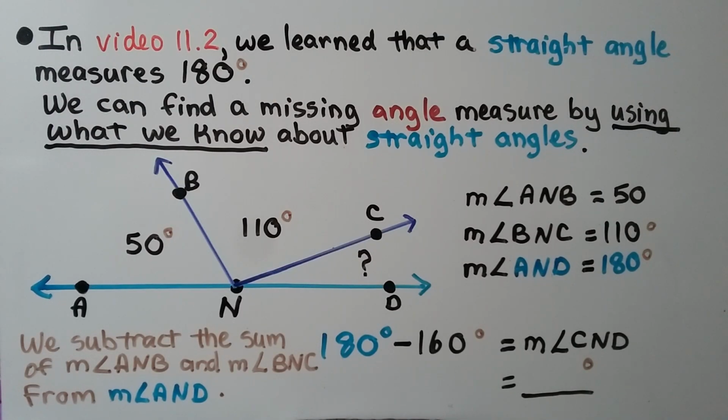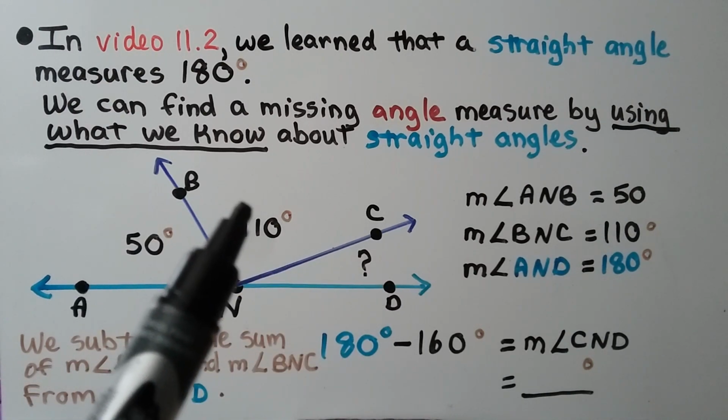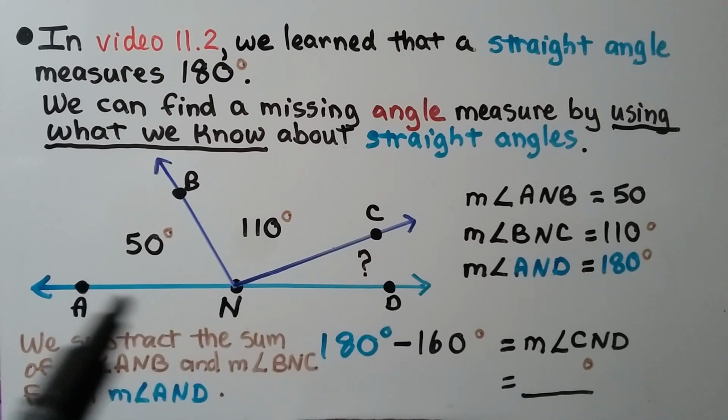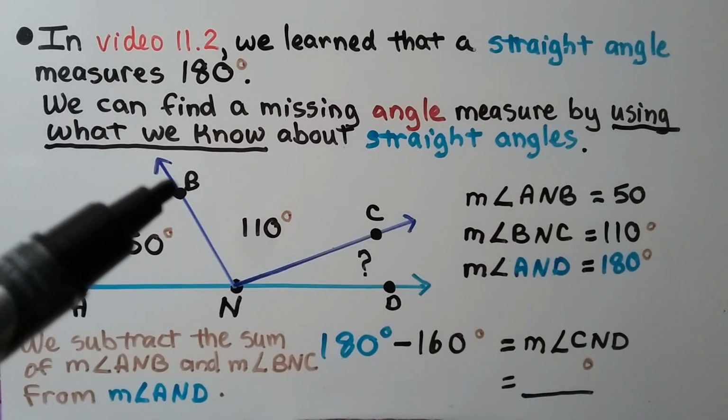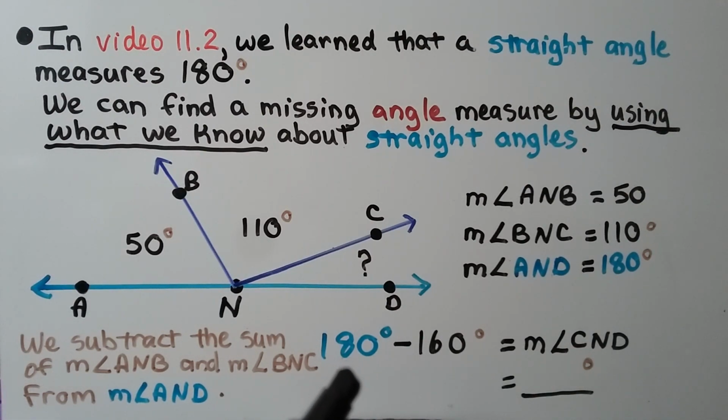In video 11.2, we learned that a straight angle measures 180 degrees. And we can find a missing angle measure by using what we know about straight angles. Here we have a straight angle, AND. It's making a straight line, isn't it? It's also showing us that the measure of angle ANB is 50 degrees. And the measure of angle BNC is 110 degrees. So knowing that this angle, AND, measures 180, we subtract the sum of angle ANB and angle BNC from that 180. We have 50 plus 110, that's 160, and 180 minus 160 is going to equal the measure of angle CND. Do you know what it equals? If you said 20 degrees, you're correct.